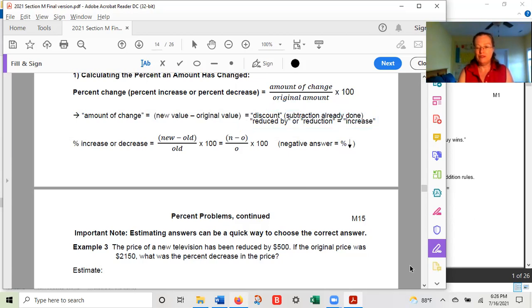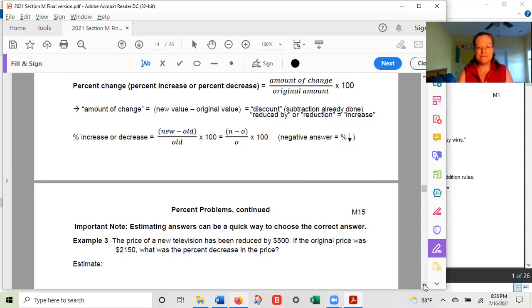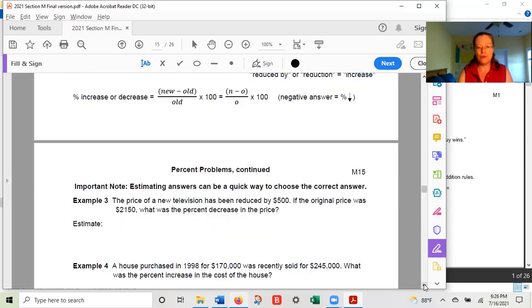Is that what we were given? That it went up a certain amount? No, we were told an old value of 170,000 and a new value of 245,000. They didn't do the subtraction for us. We're going to have to do it instead. So I'm going to switch over to my other camera, and you go ahead and pause your playback and see if you can do this one yourself.